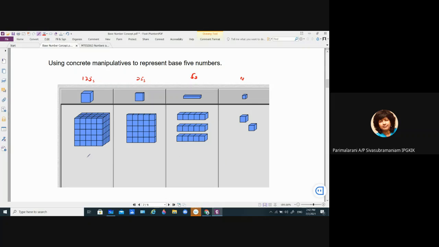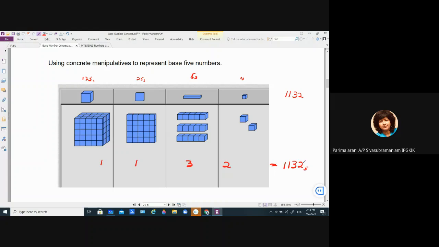So what number do we have in this diagram? We have 1, 1, 3, 2. So this number is written as 1132, and we write a subscript 5 here to show the base. If we write a number without any subscript, that means it is a decimal number, base 10. For base 10, we don't have to write any subscript.